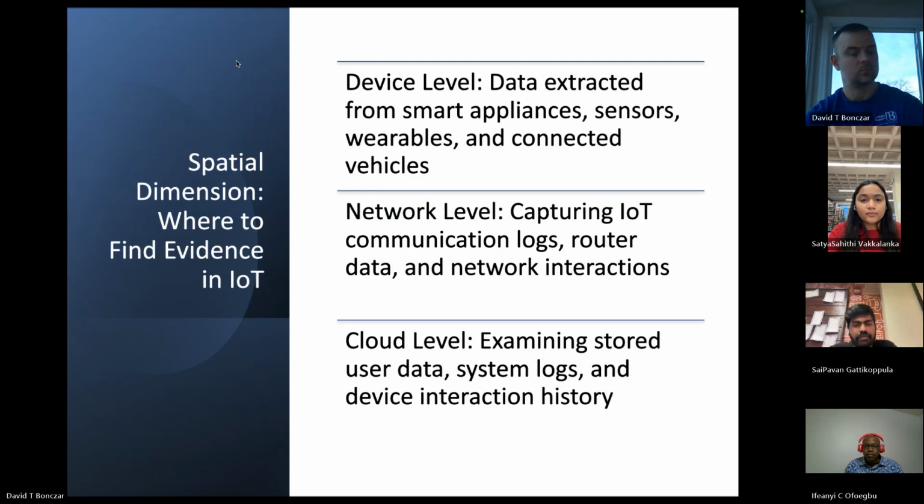I'll be talking about the spatial dimension, where to find evidence in the Internet of Things. Device level, the first one being data extracted from smart appliances, sensors, wearables, and connected vehicles. And from network level, capturing Internet of Things communication logs, router data, and network interactions. And cloud level, examining stored user data, system logs, and device interaction history.